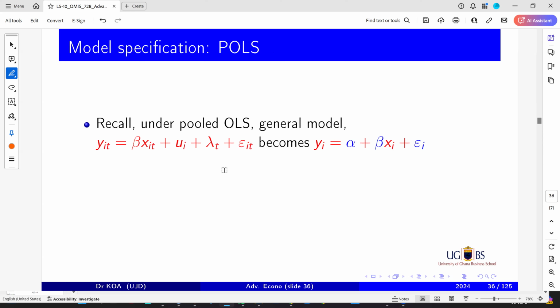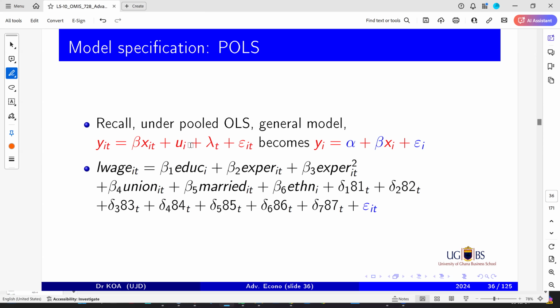This is a general model under the pooled OLS. Now, specifically related to our own, this is how it becomes. Watch carefully. How we formulate the model also matters. So this is the log of the wage. Remember, we've logged the wage, so the interpretation will have to be percentages. It's a function of the education. Education is individual specific. Experience is both individual and time varying. Experience is squared to account for quadratic nature of experience.